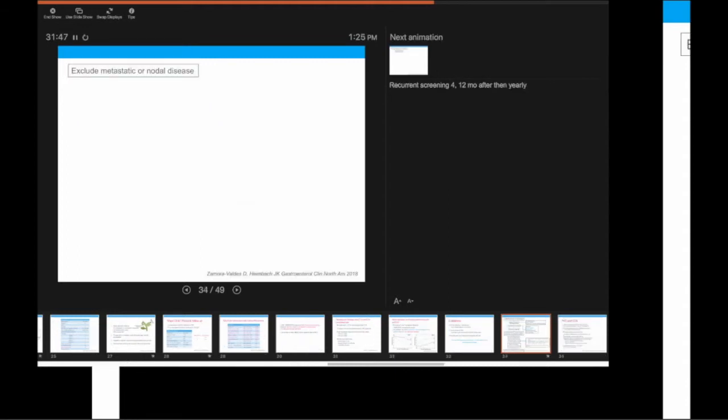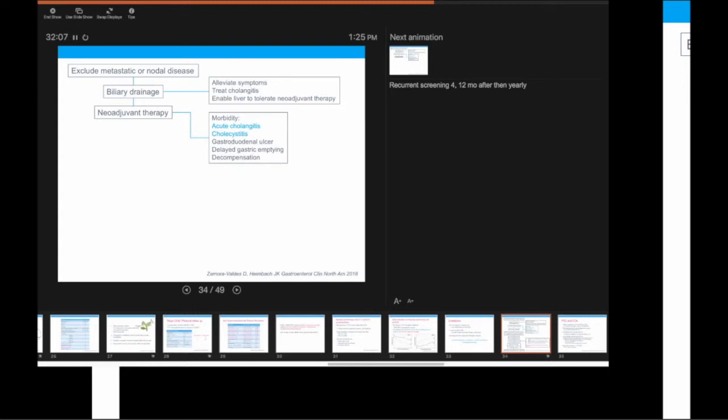So at this point, the protocol has been optimized, and the first step is to exclude metastatic or nodal disease. Patients generally can undergo biliary drainage to either alleviate symptoms, treat cholangitis, or enable the liver to tolerate neoadjuvant therapy. They undergo neoadjuvant therapy, keeping in mind that possible morbidities include acute cholangitis and cholecystitis, which are the two most common complications. They can also develop ulcer, delayed gastric emptying, and decompensation.